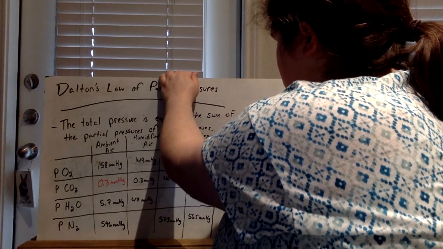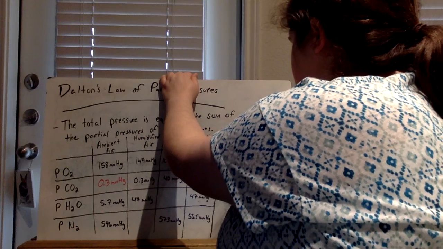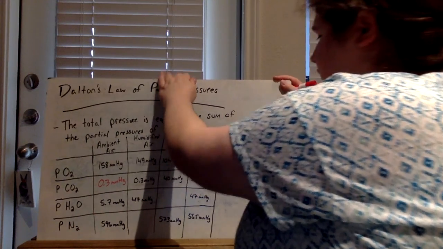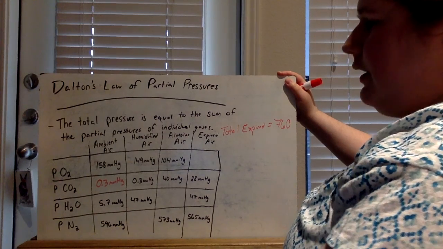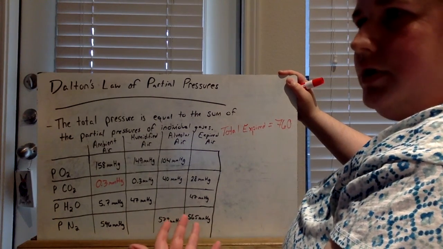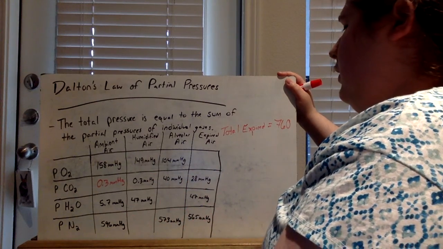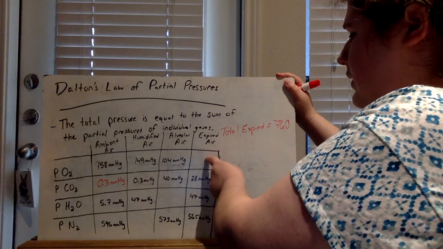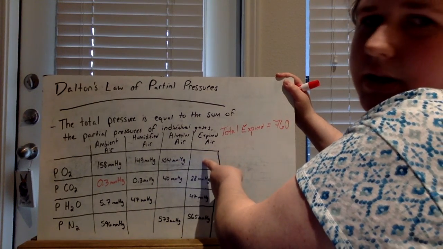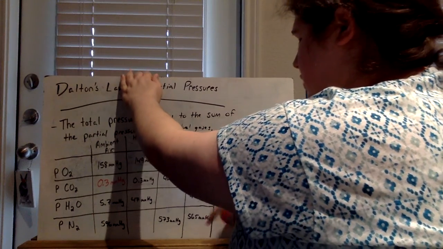Okay, so the total for expired is also 760. Okay, this is like the air that you're breathing out. So I'm exhaling this. This is being expired. Okay, so this is my total. These are my parts. This one is missing. I don't know what it is. So let's find it. I'm going to add up what I know.